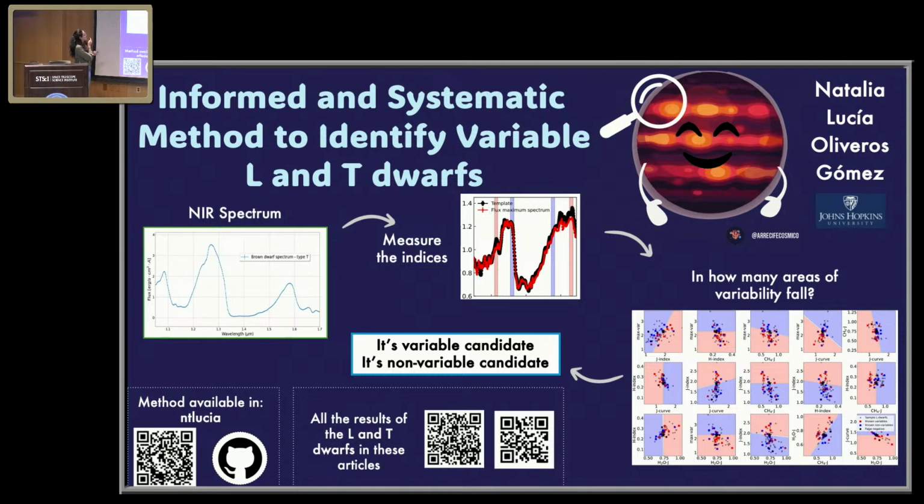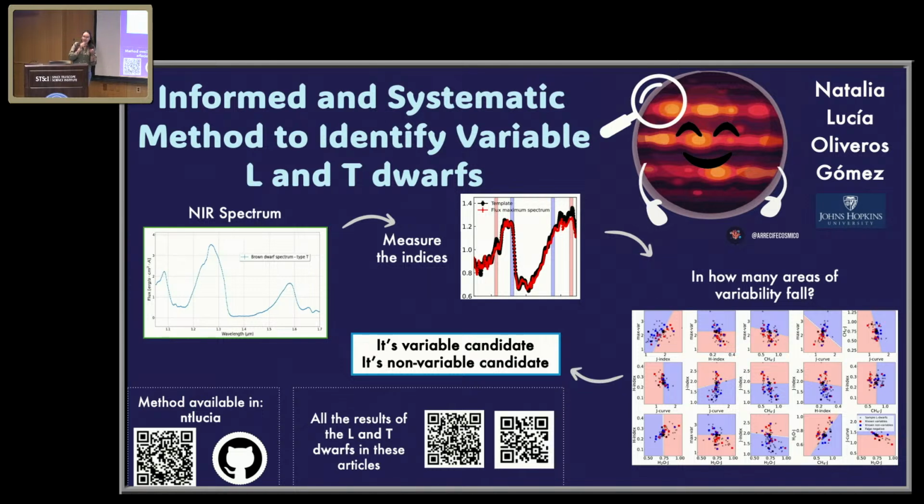Hi everyone. Can you hear me? I'm Natalia Oliveros. I am a graduate student here at Johns Hopkins, and I will talk about this incredible method to identify brown dwarf candidate variables.